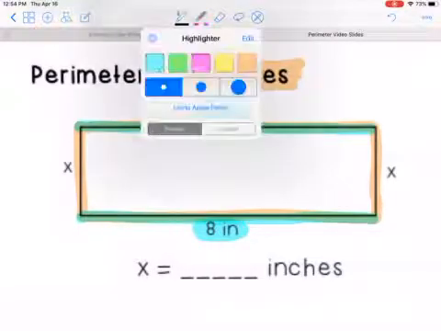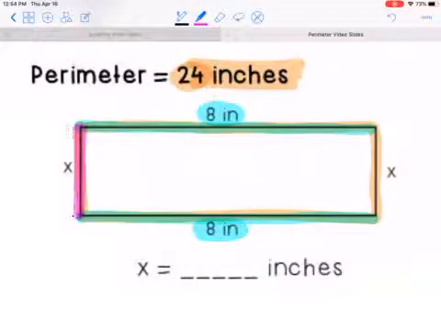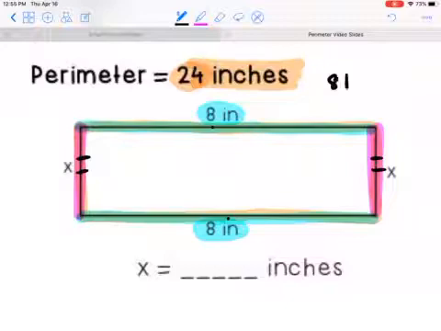What we don't know is our ends here, and those are marked as X. That's the variable. We don't know, but we know that they're going to be equal because this is a rectangle, so these side lengths are going to be the same. We know that the total length around the rectangle, the perimeter, is 24 inches. This side length plus this side length, we need to figure out what that distance is. So we're going to do 8 plus 8. 8 plus 8 is a double. We like that. 16.